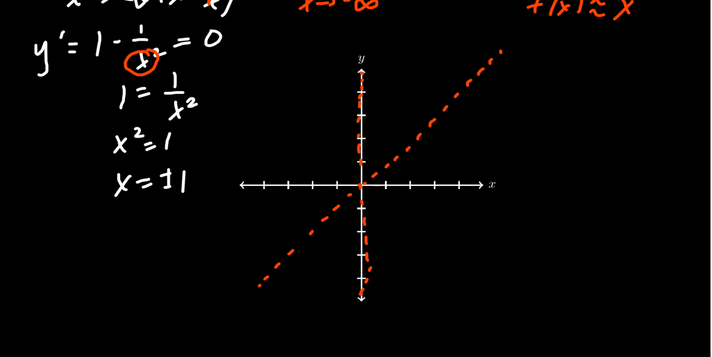And so let's add these critical numbers to our graph here. If we take x to equal 1, plug 1 into the original function, you're going to end up with 1 plus 1 over 1, which is 2.